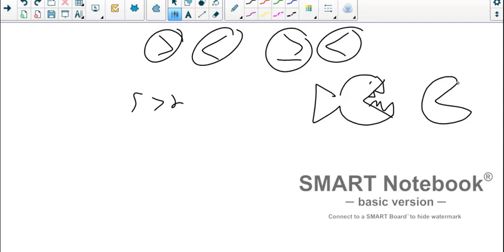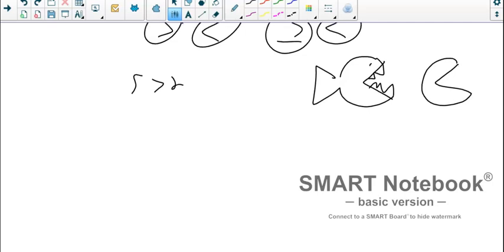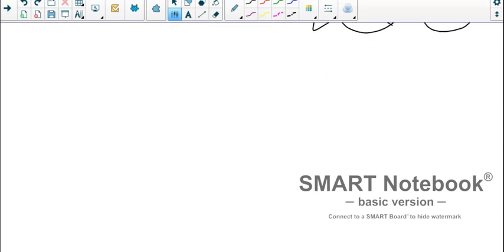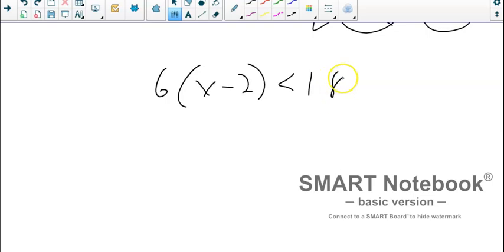Okay, so let's get into inequalities, solving them. Very similar to what we've done with equations. In fact, it's almost exactly the same. The only difference is there's one extra step in special circumstances. So let's say I just had 6 times x minus 2 less than 18.